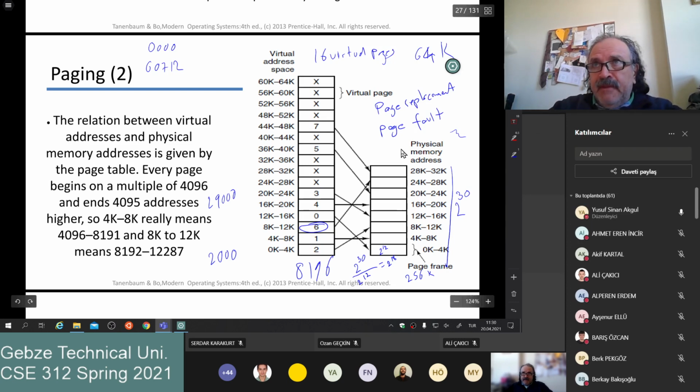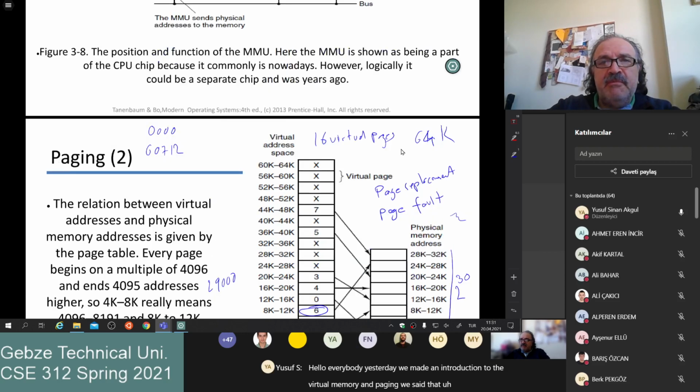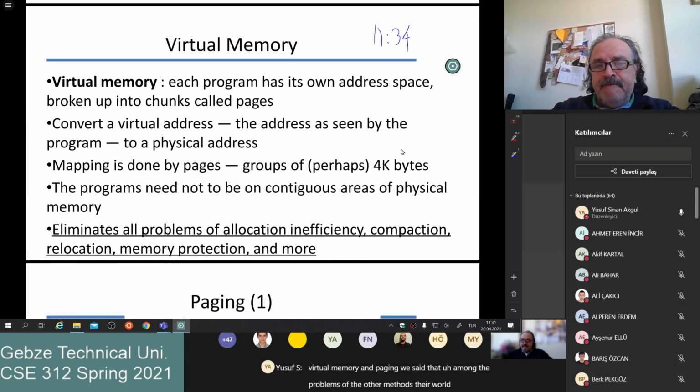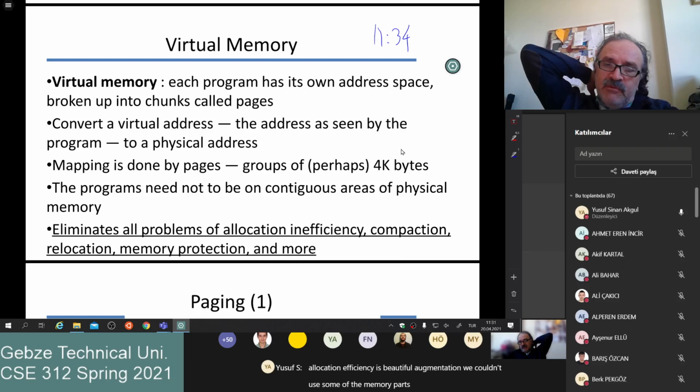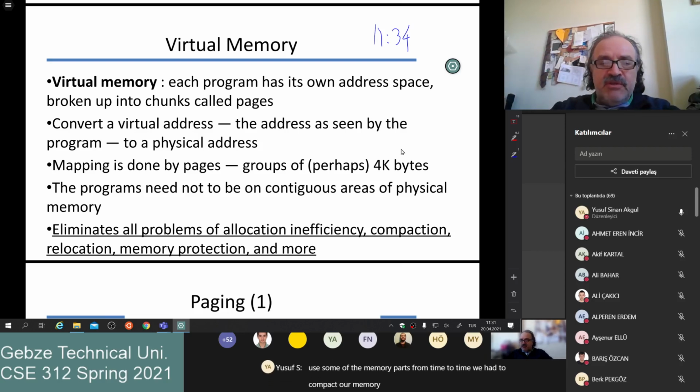Hello, everybody. Yesterday, we made an introduction to virtual memory and paging. We said that among the problems of the other methods, there were problems with allocation and efficiency. Due to fragmentation, we couldn't use some of the memory parts. From time to time, we had to compact our memory and relocate processes.